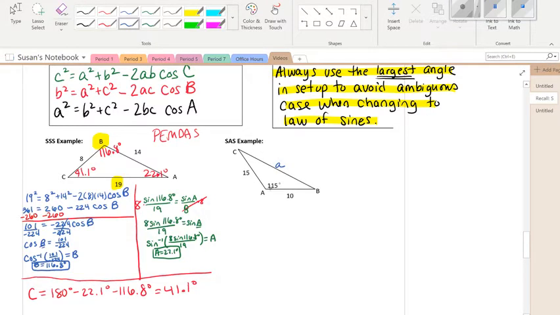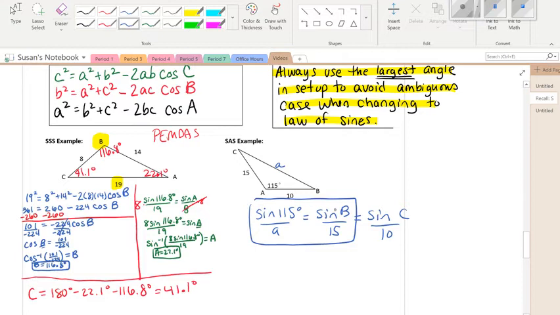Notice that if I try to solve with the law of sines here, the sine of 115 degrees over A equals the sine of B over 15 equals the sine of C over 10. Notice that no matter which two I pick, there are always two unknowns. If I picked these two to set equal, there are two unknowns. If I instead picked the sine of B over 15 equals the sine of C over 10, again there are still two unknowns, the B and the C. What if instead I picked this to be equal to this? Again, there are still two unknowns. That is why we cannot use the law of sines.